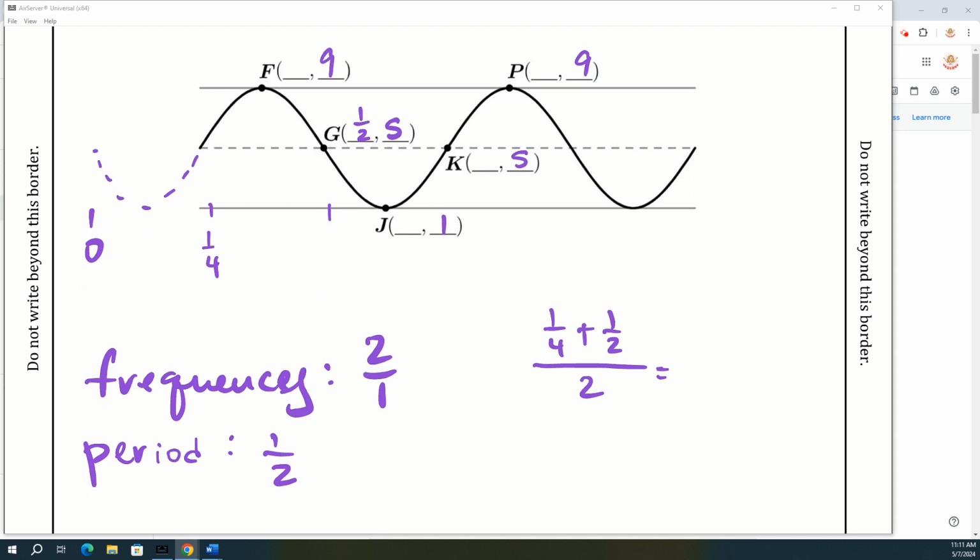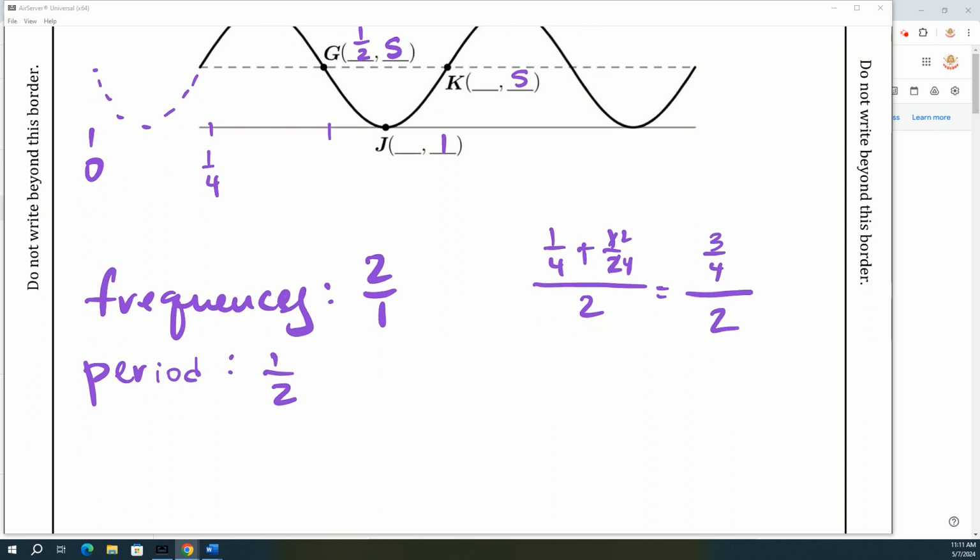If you're a baker, you need to know this. 3/4. If you don't know it, you can find a common denominator. 1/2 is the same as 2/4. You add that and you get 3/4. All right, what's half of 3/4? 3/8.